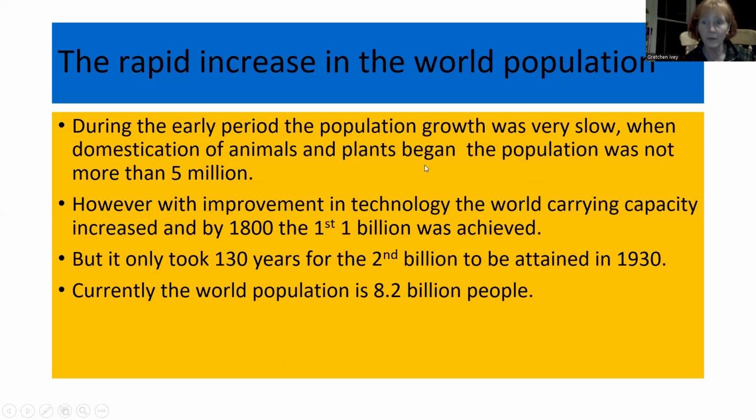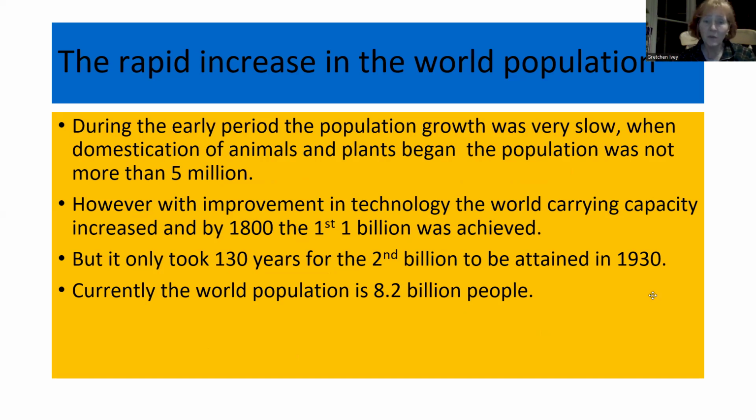Okay, so we're going to begin with that, actually. We're going to talk about the rapid increase in the world population. So it says during the early period, the population growth was very slow. When the domestication of plants and animals began, the population was not more than 5 million people. Now we're talking prehistoric times. So there are more people that live in London than lived in the whole planet at this time.